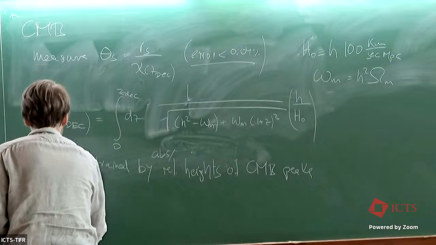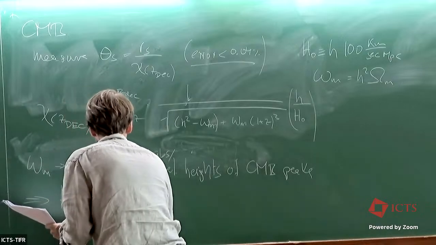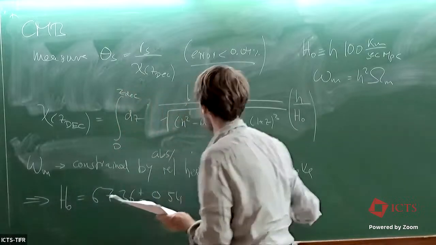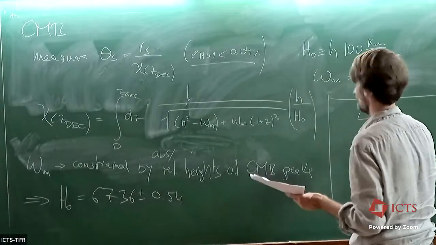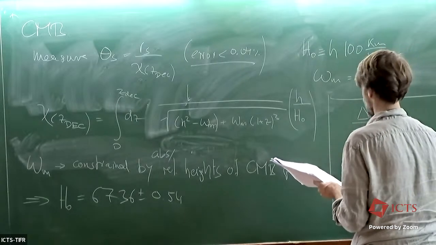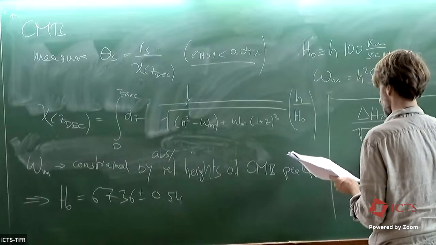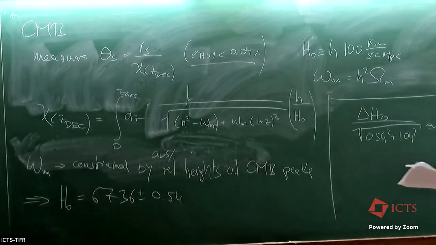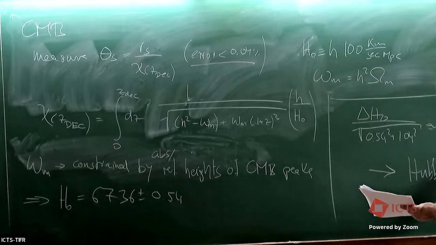And then what CMB gives you is this value, 67.36 plus minus 0.54 kilometers per second per megaparsec. And now if you do the math and look at the difference between this measurement and the SH0ES measurement over there, and you divide it by the square root of the squared errors, so 0.54 squared plus 1.04 squared, what you get is a 5 sigma tension. And that is what people call the Hubble tension.